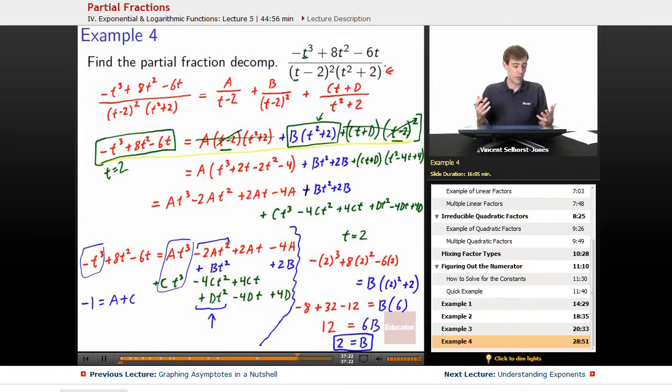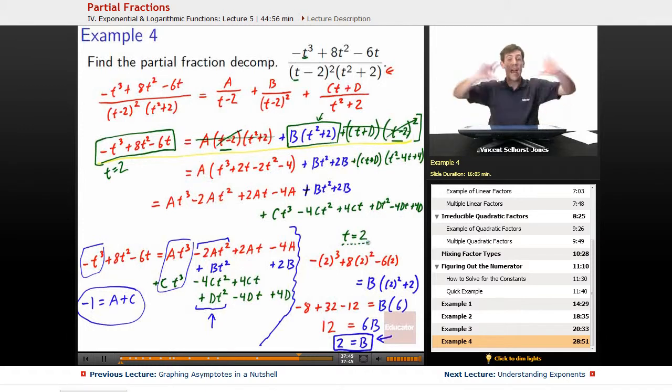We could have solved those 4 simultaneous linear equations, because each one of these columns will produce an equation. Remember how the first column produced negative 1 equals a plus c. From 4 simultaneous linear equations, solving for 4 variables, we'd be able to do it. It's just kind of a pain. So we came up with this clever way, and we figured out 2 equals b by happenstance. If we plug in t equals 2, it made everything but the b terms disappear, and that left us with a single equation that was pretty easy to solve.